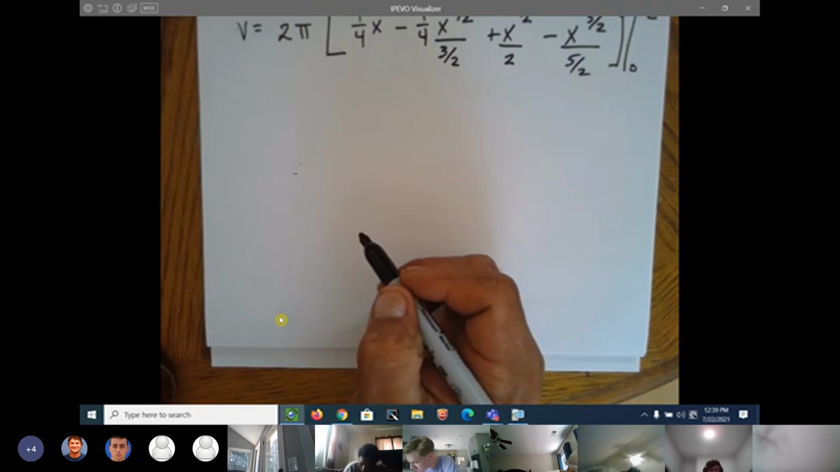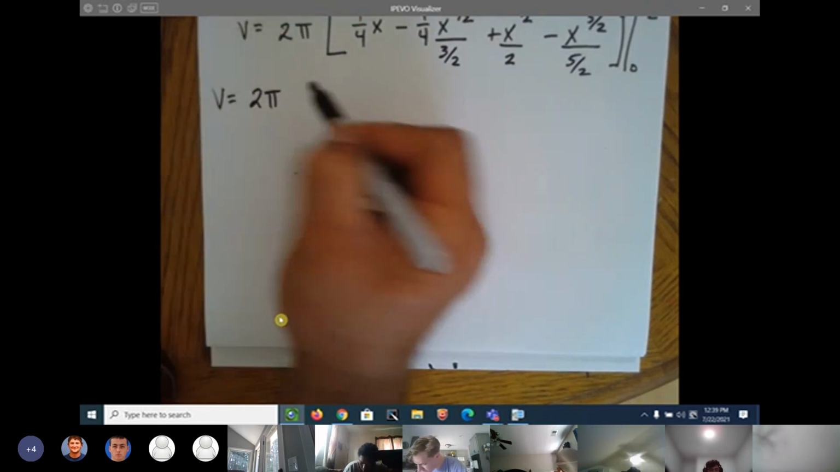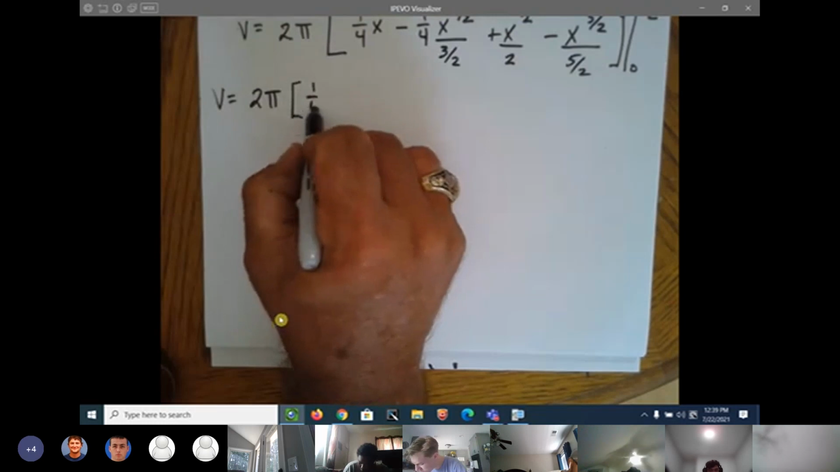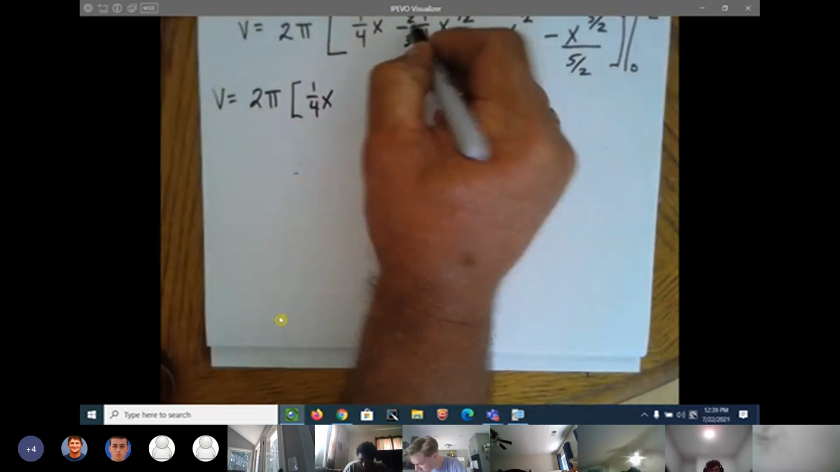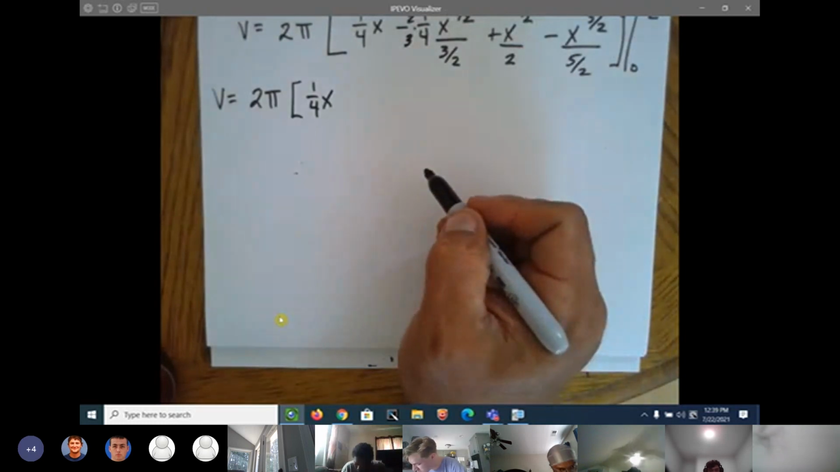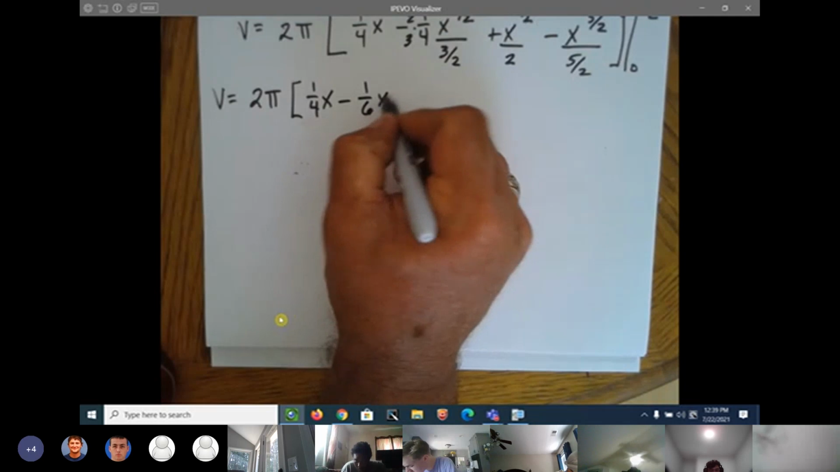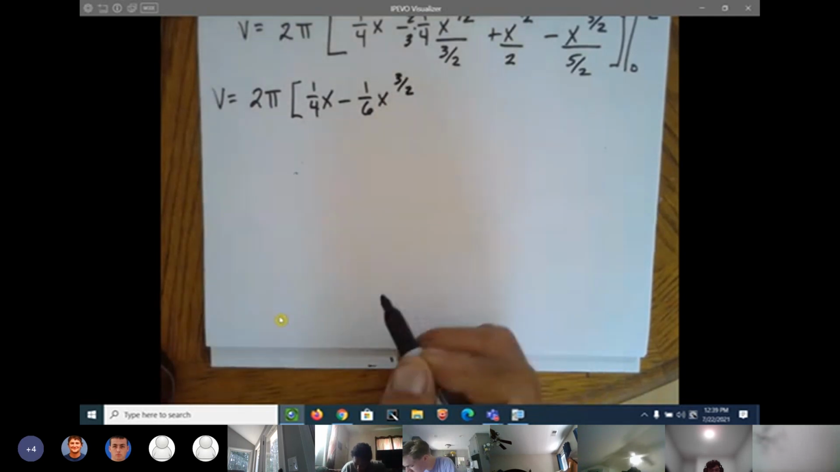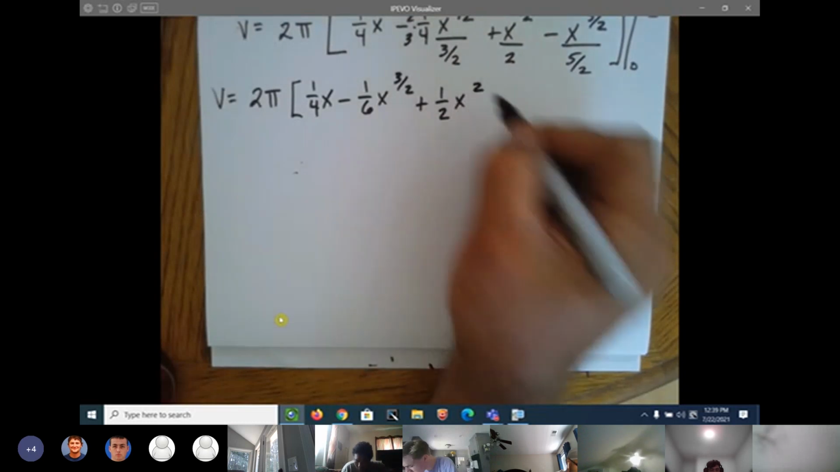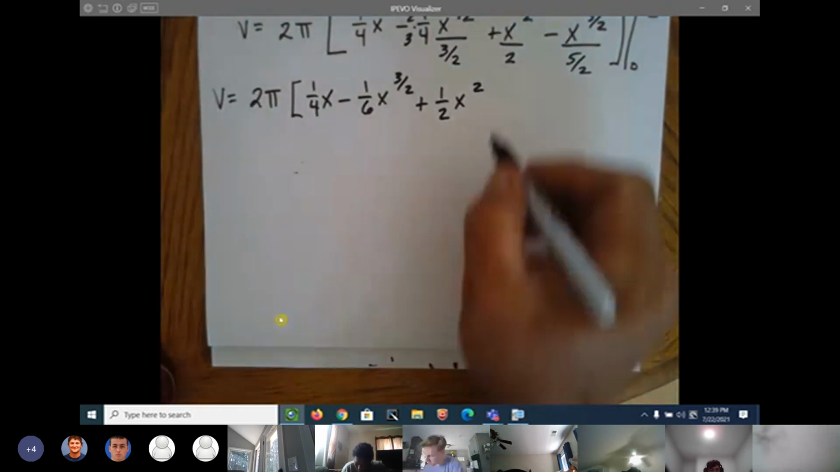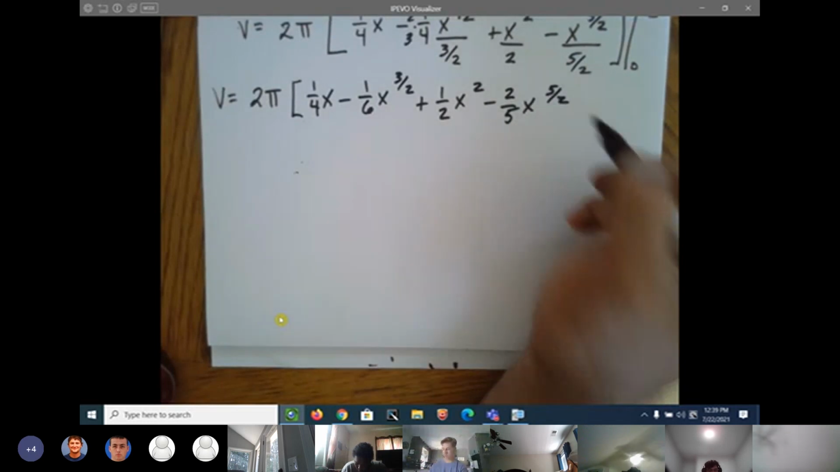All right, I'm going to clean it up. 1/4 x. Let's see, 2/3. That's going to be 2 over 12, which is 1/6. Y'all help me out. Make sure I didn't mess up. Plus 1/2 x squared minus 2/5 x to the 5/2.